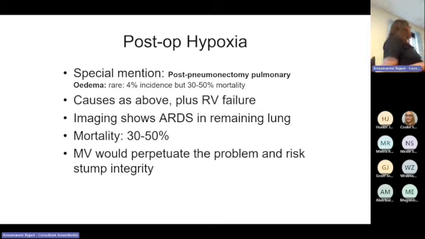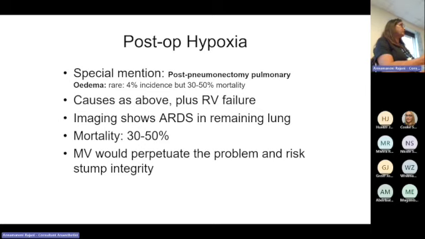About 4% of all pneumonectomies can get this postoperative hypoxia. But if they do, mortality is really high, about 30 to 50%. And the reason, as we've already said, is vascular remodeling, inflammatory markers, and the fact that your entire cardiac output is now going to one lung.